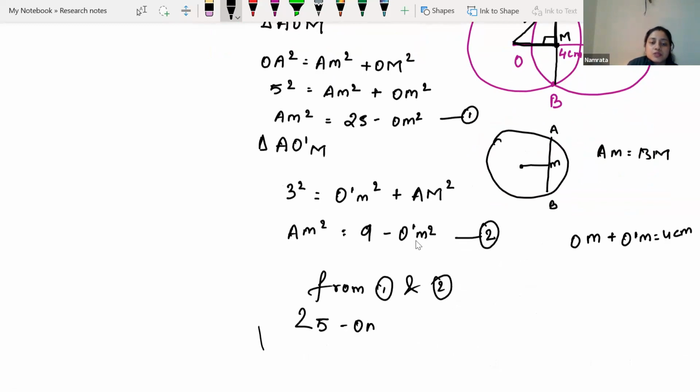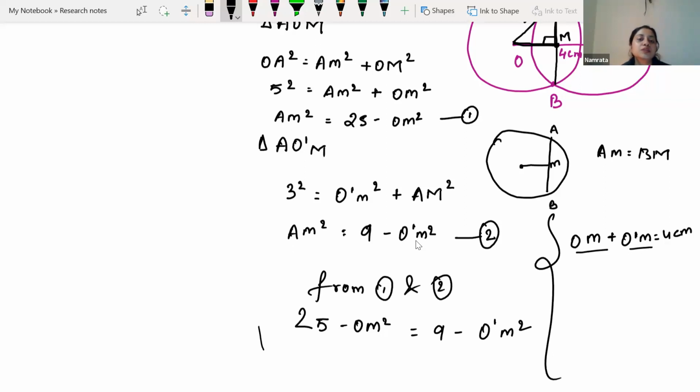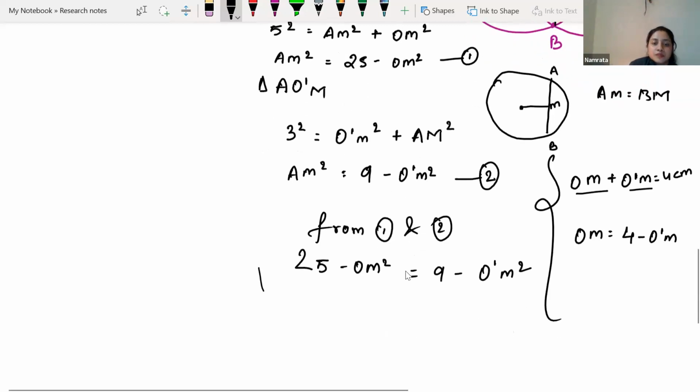25 minus OM square is equals to 9 minus O dash M square. Now we know one relation, that OM and O dash M together is 4 centimeter. Distance between both the centers is 4 centimeter, written in the question itself. So we can say OM is equals to 4 minus O dash M. So let's replace OM with O dash M, so this is 4 minus O dash M whole square.